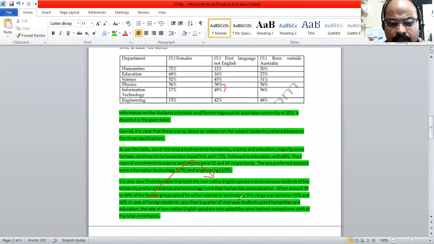The range was between 31 and 56 in the case of the foreign students. 31 you can say is the lowest, and the highest is 56. So the rate of students who opted for science and technology in the case of the overseas students or foreign students was 31 to 56%. So we covered these two data.